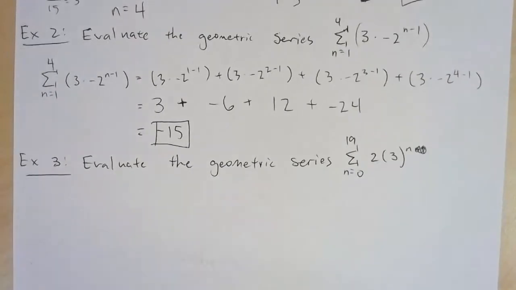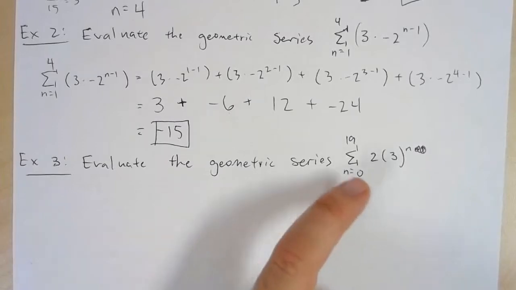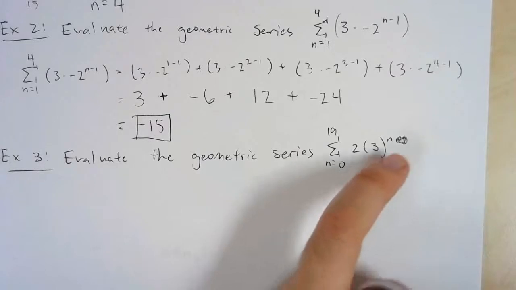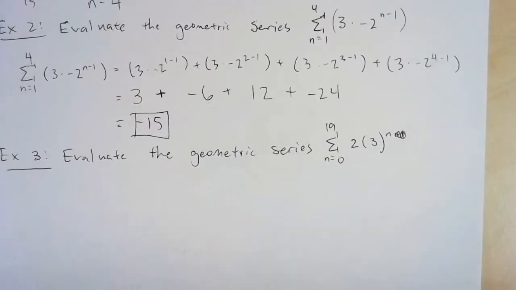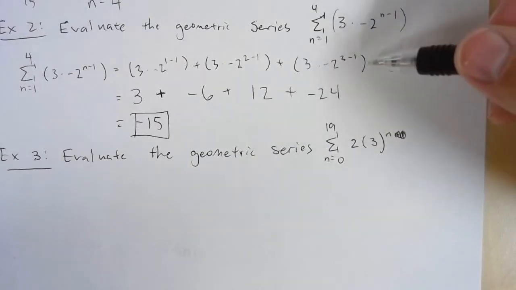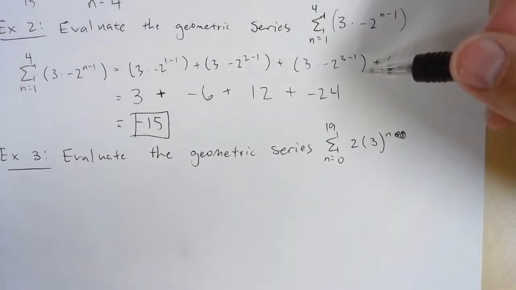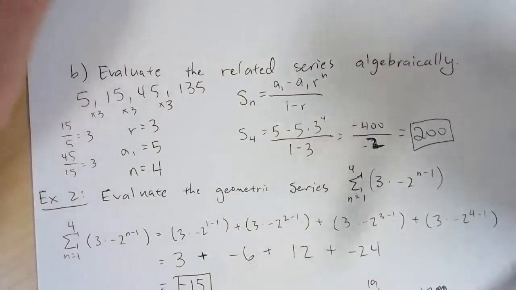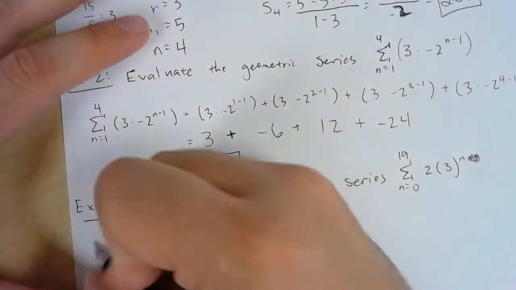But when I look at example 3 down here, evaluate the geometric series from n equals 0 to 19 of 2 times 3 to the n power. I don't want to do this 19 times. I mean, yes, I could do this 19 times, but I don't want to. It would be a whole lot of work for no purpose. So let's use our geometric series algebraic formula and figure out what we need from there.